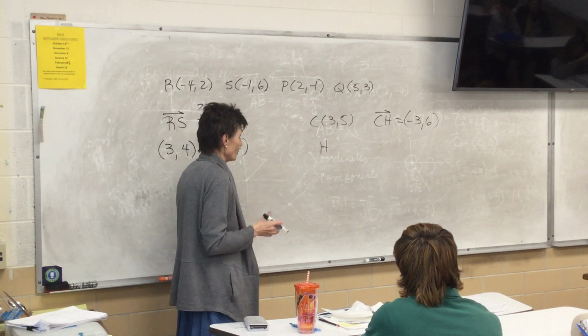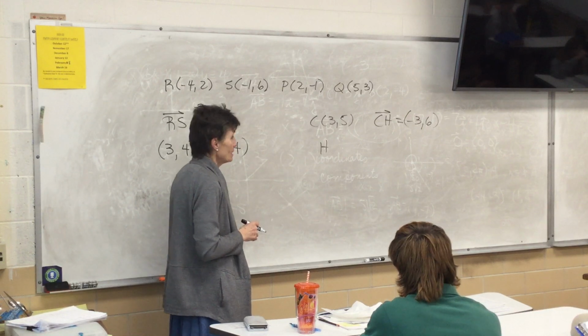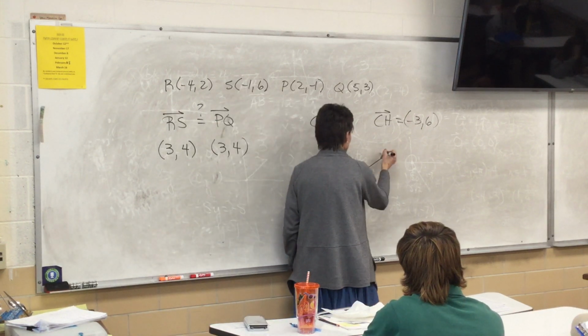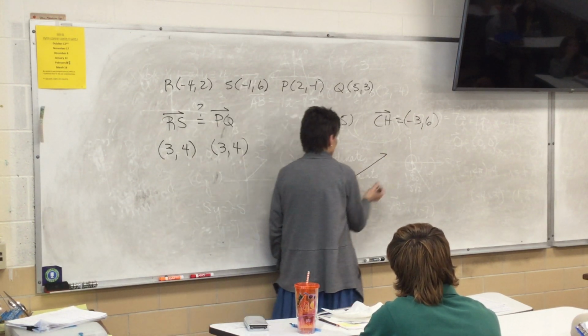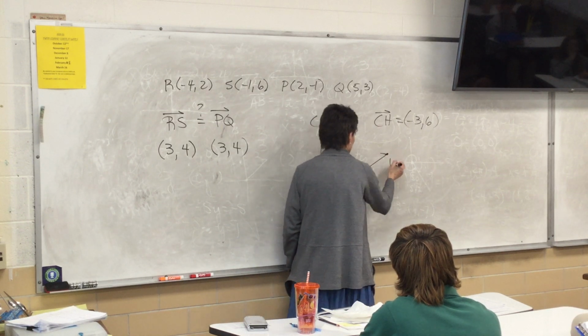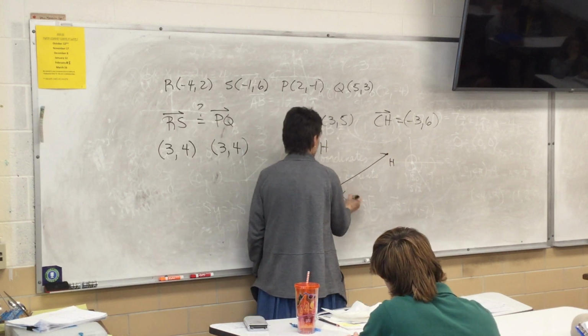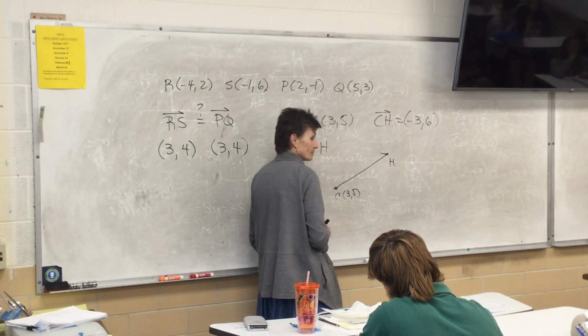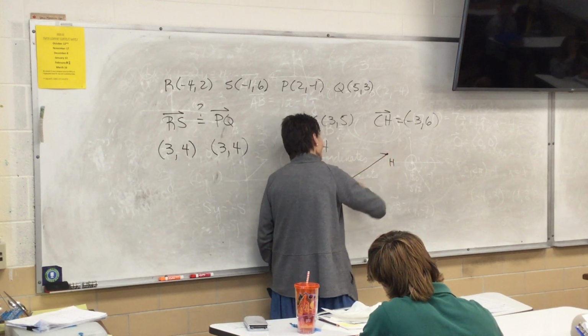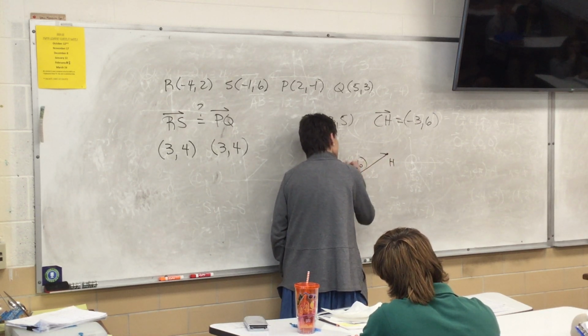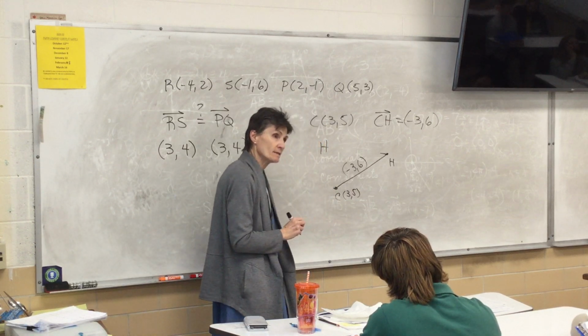Now, you've been around me long enough, I have to draw everything. So I've got a vector out there. I know it starts at (3, 5), and I know it travels <-3, 6>. Those are the coordinates of the vector.